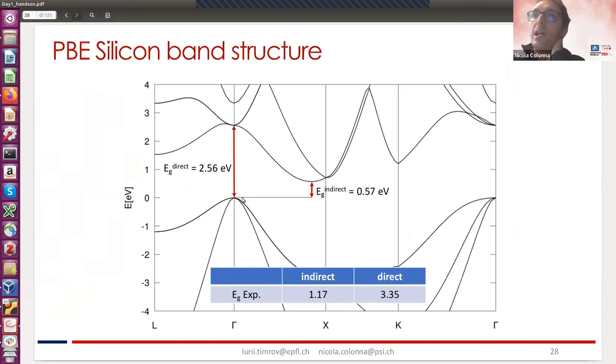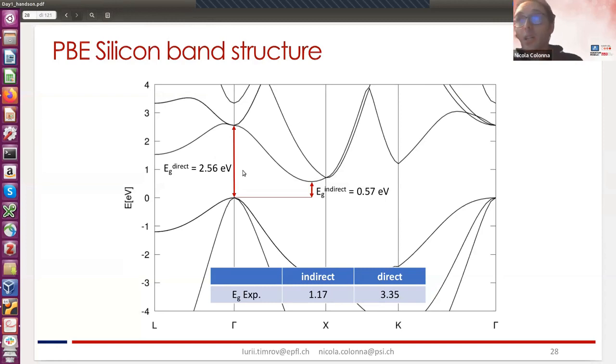So the indirect band gap, the minimum energy you need to promote an electron from the valence to the conduction band, is 0.57 electron volt. The direct band gap is 2.56 electron volt. But if you compare with experiment, this is not very good. In particular, the indirect band gap is 1.17 electron volt, so PBE greatly underestimates it, and the same is true for the direct band gap. There is also almost 1 electron volt difference.